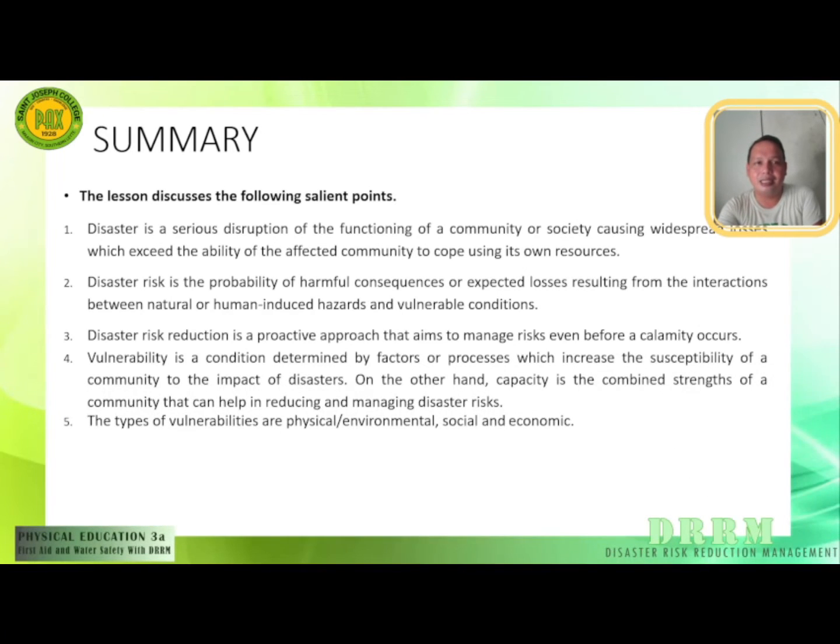Summary. The lesson discusses the following salient points. Number one, disaster is a serious disruption of the functioning of a community or society, causing widespread losses which exceed the ability of the affected community to cope using its own resources. Number two, disaster risk is the probability of harmful consequences or expected losses resulting from interactions between natural or human-induced hazards and vulnerable conditions.